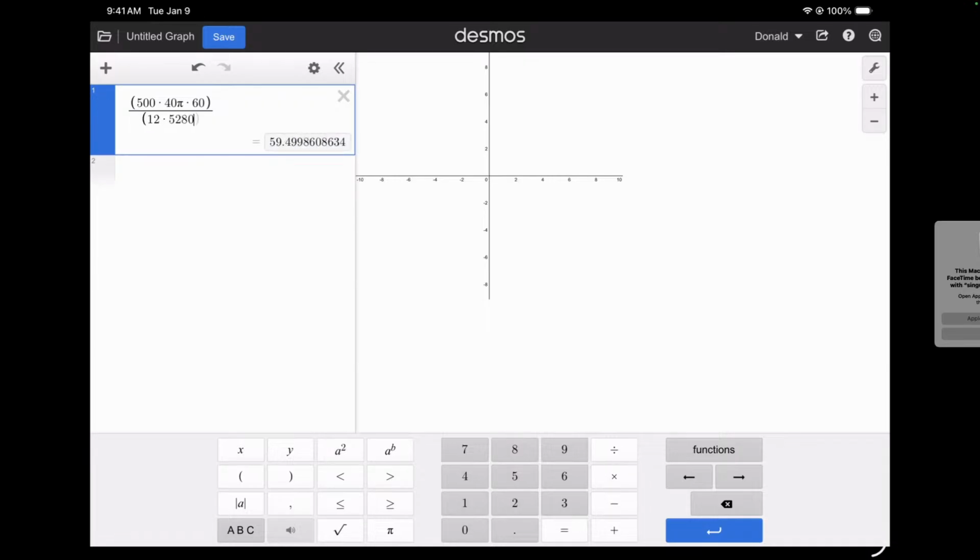Man, this is a little bit. Hey, we love moles. 1 mole is equal to 6.02.